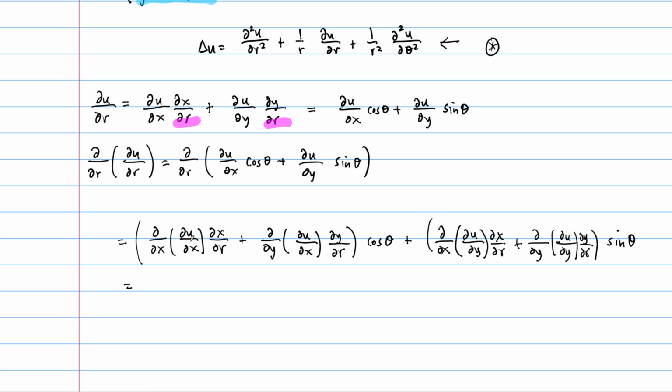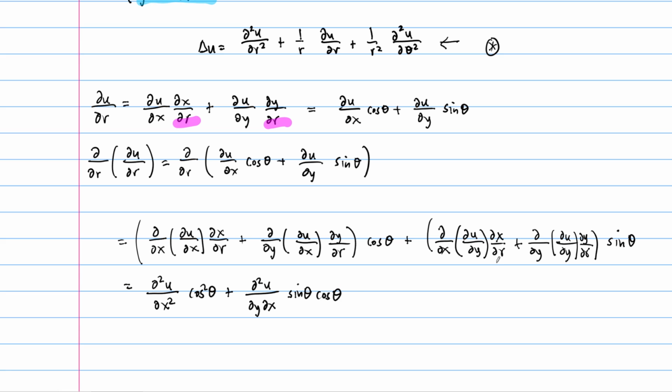So as we work this out, this one's going to be the second derivative of u with respect to x twice, times dx by dr times cosine theta. So that's going to be times cosine squared theta. Plus, this one's going to be the mixed partial. So this one's going to be dy by dx times the derivative of y, which is sine theta. And this is cosine theta.